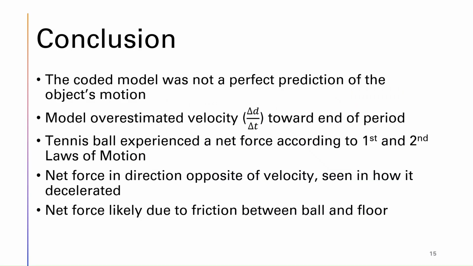For my conclusion, I said that the coded model wasn't a perfect prediction of the object's motion in the experiment because it overestimated the velocity toward the end of the period of filming, and it did not take into account a net force that the tennis ball experienced according to the first and second laws of motion. The net force was in a direction opposite to that of velocity, and that's seen in how it slows down, which would only happen if that was the case. And this net force is likely friction between the ball and the floor.